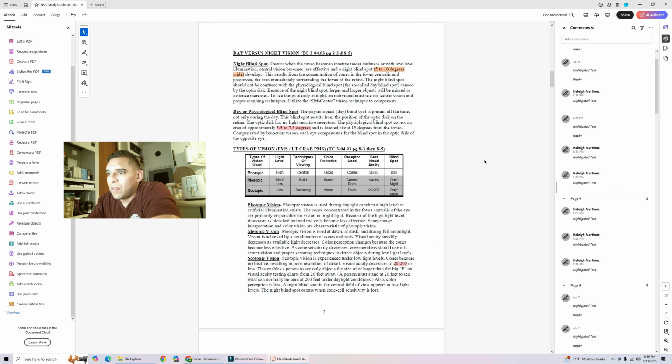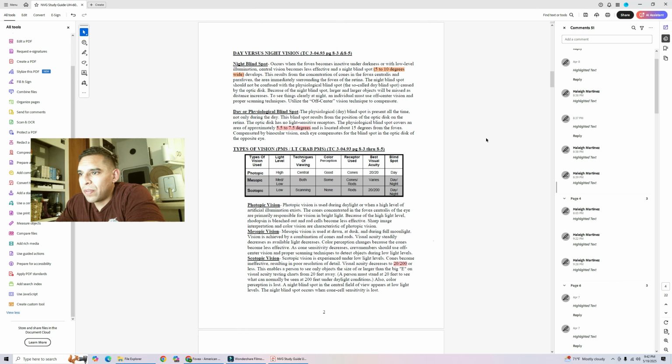As cone sensitivity decreases, crew members should use off-centered vision and proper scanning techniques to detect objects during low light levels. So, mesopic vision review: it's used in medium to low light levels. You use both scanning techniques as well as central vision. You can see some color, but it's degraded color. You use rods and cones. Your best visual acuity varies, and you have both a night blind spot as well as a day blind spot, so both blind spots.